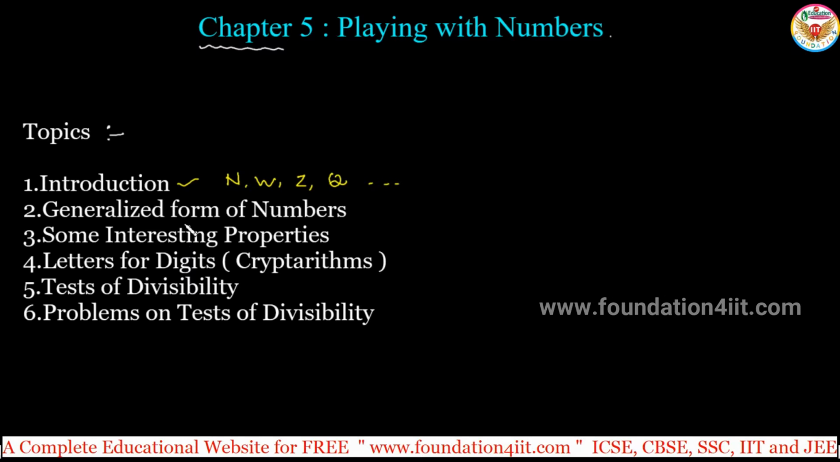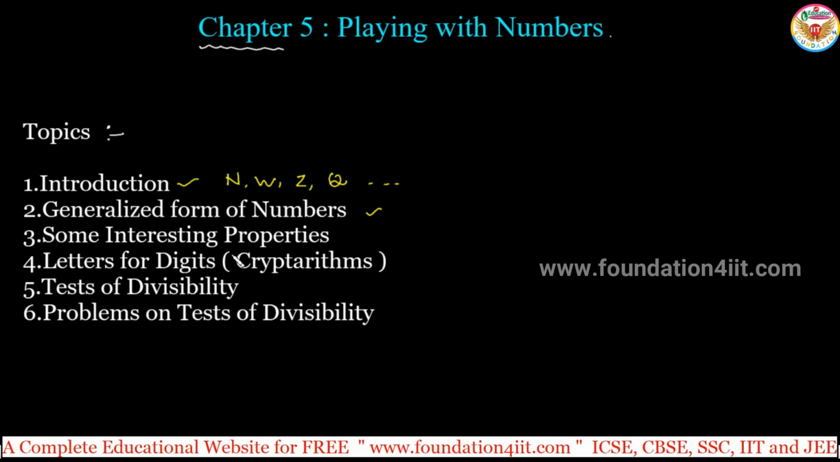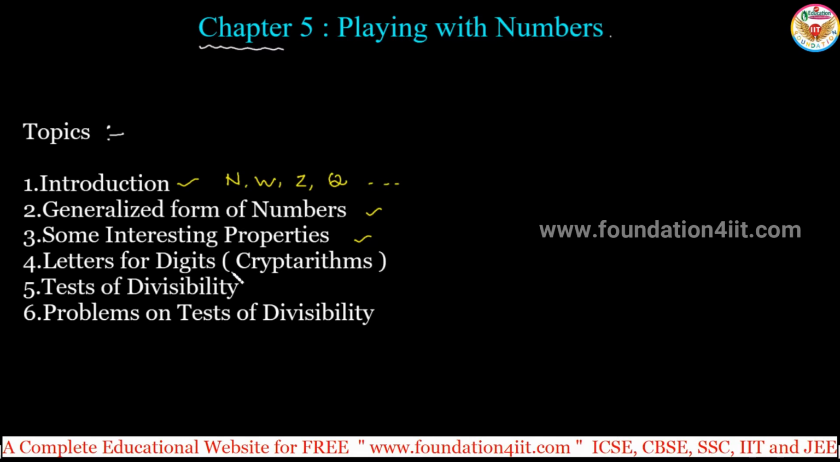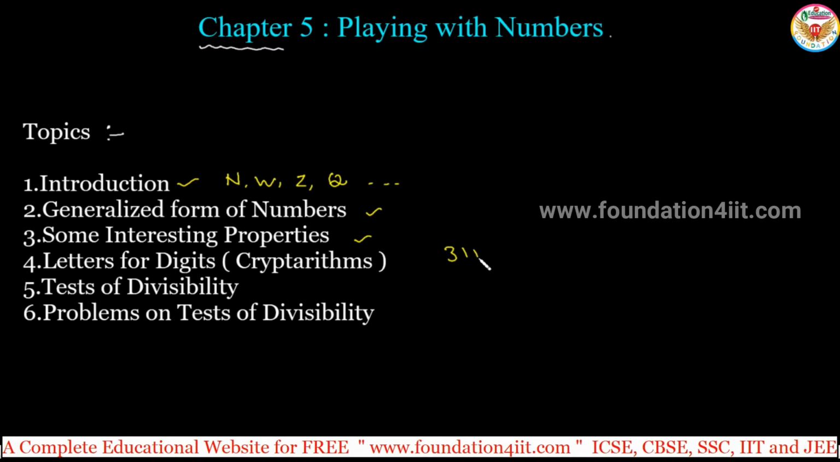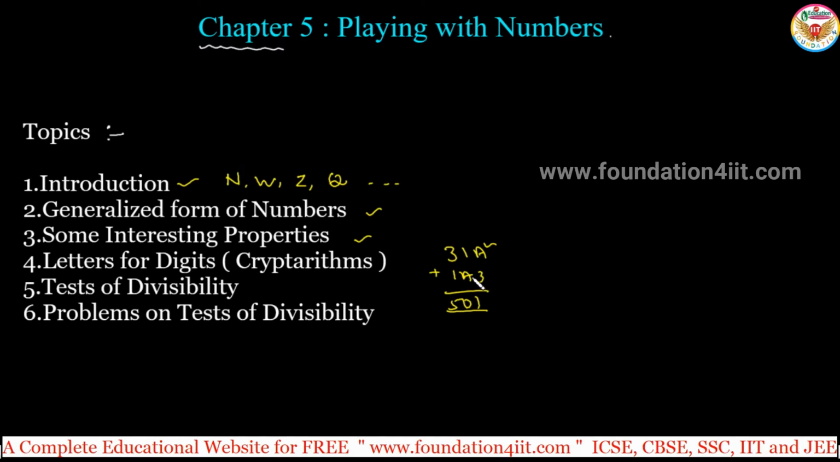So how to write in general form the numbers like 2-digit number, 3-digit number? Any number, how to generalize and write, let me explain in this. And some interesting properties, puzzle based questions also, I'll explain. And the important thing is the letters for digits, the cryptarithms, like 31A plus 1A3. If the answer is 501, what is in the place of A? How to find the number?